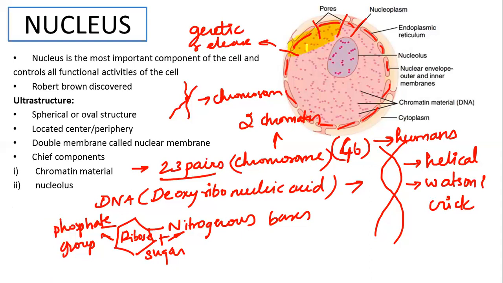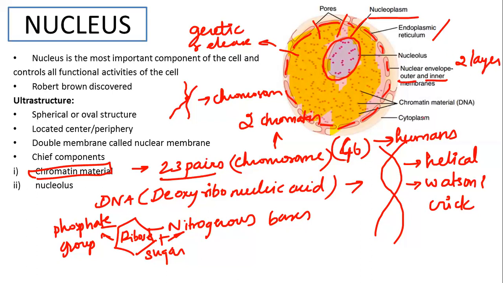completely filled with a matrix-like structure, and that matrix is called nucleoplasm. The nucleus contains a nucleolus, where the chromatin material is present. The nuclear envelope is of two layers, an inner membrane and an outer membrane. Outside the nucleus, you can see the normal cytoplasm.